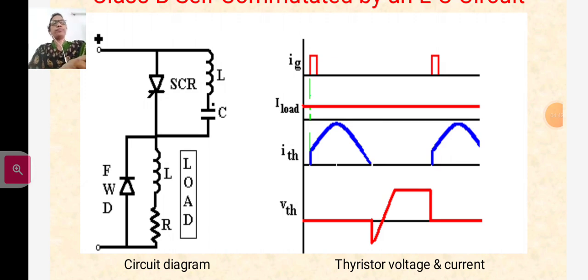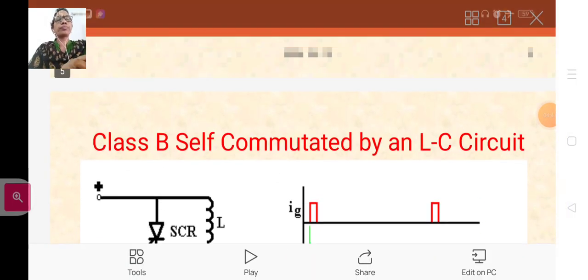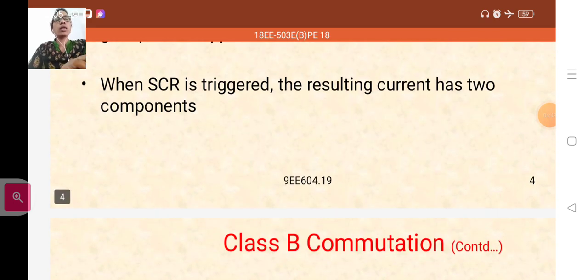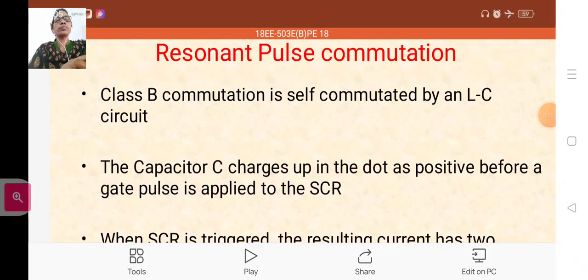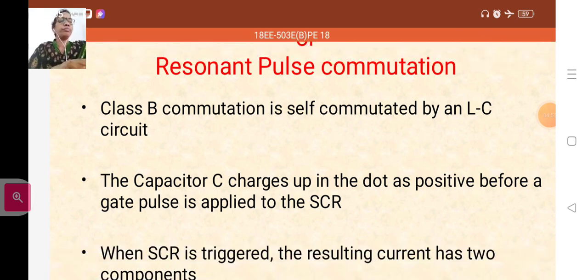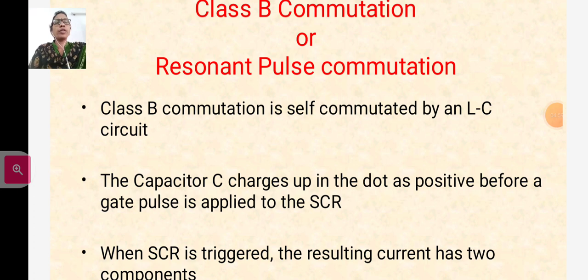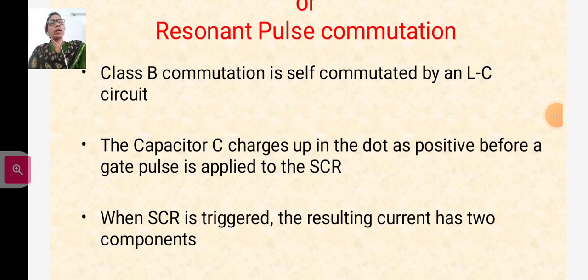In the class B circuit, class B commutation is self-commutated by an LC circuit. The capacitor C charges up with the dot as positive before a gate pulse is applied to the SCR. When we give the gate signal to the SCR, the capacitor will be charged. When the SCR is triggered, the resulting current has two components.